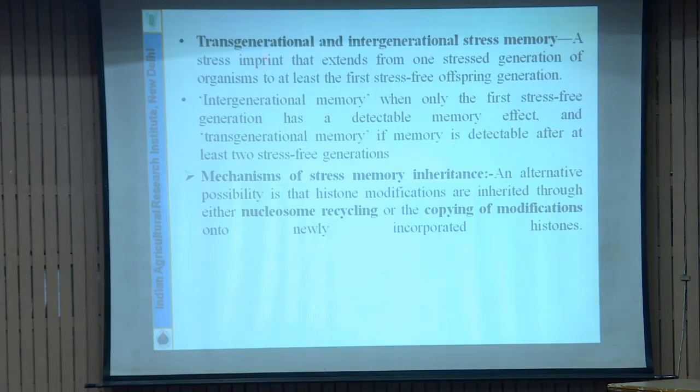That stress memory could be transgenerational or intergenerational. Intergenerational means if that stress has happened to the plant and that has been inherited in the next generation, the first next generation, that is intergenerational. When that is inherited up to the next-to-next generation, that is, two stress-free generations, it is transgenerational, meaning inherited across generations. So that is a transgenerational memory.